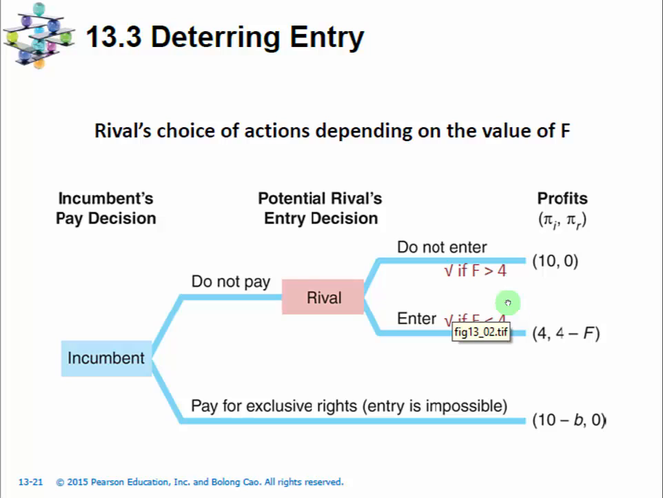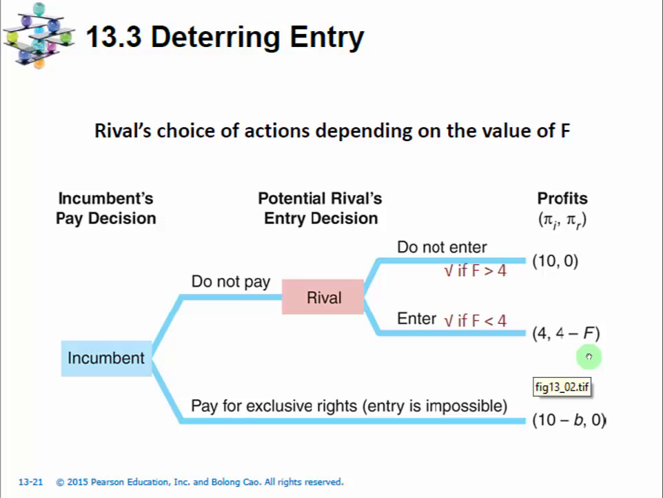Now let's think about what can be the possible outcome by doing backward induction for this dynamic deterring entry game. First of all, we look at the endgame on the do not pay branch for the incumbent. The rival will have to choose either to enter the market or not. We know that the rival will choose to enter the market if this profit is higher than 0, which means if the capital F, the fixed cost, is less than 4. So if F is 3, then the rival can make 1 by entering into this market. So the rival will choose to enter this market.